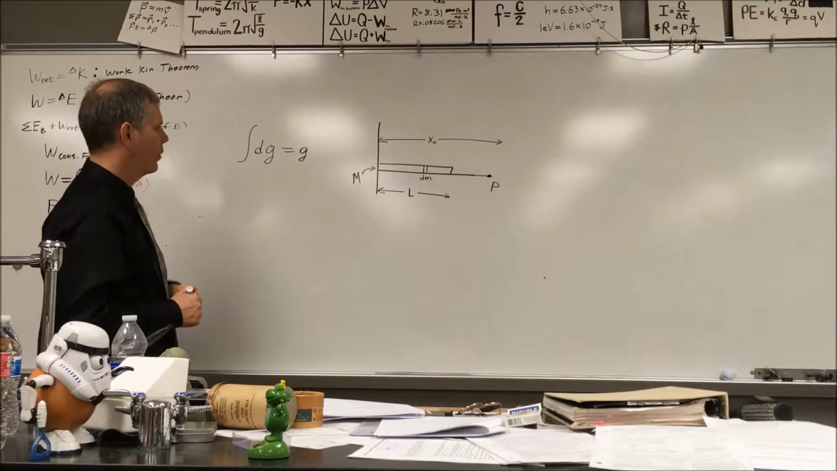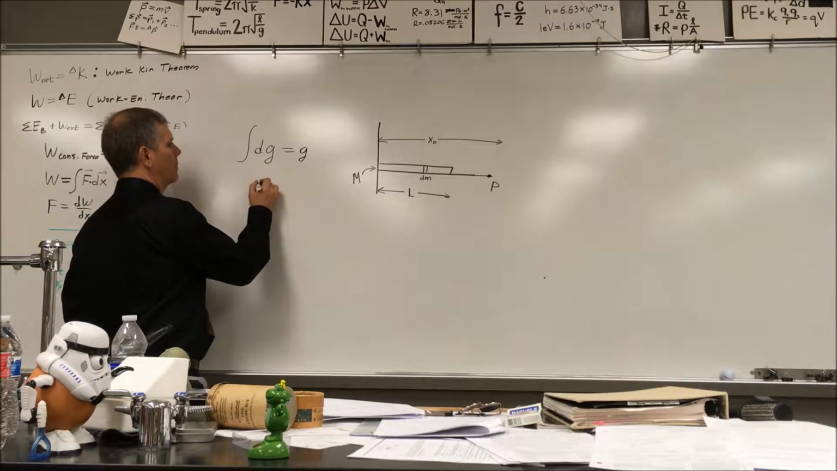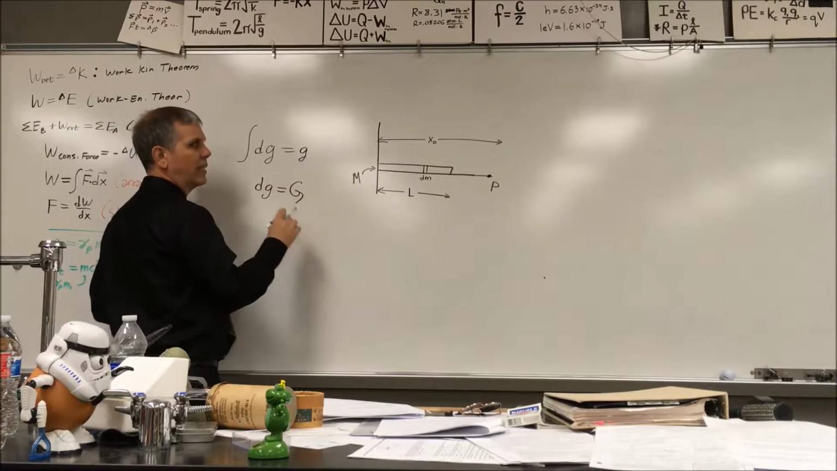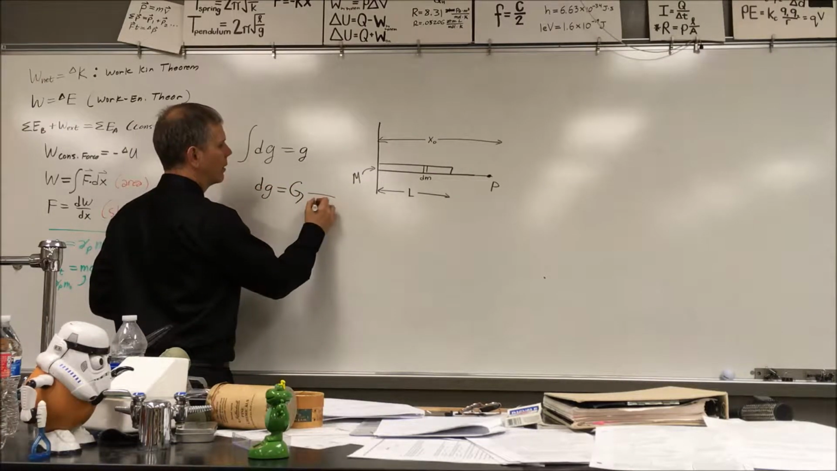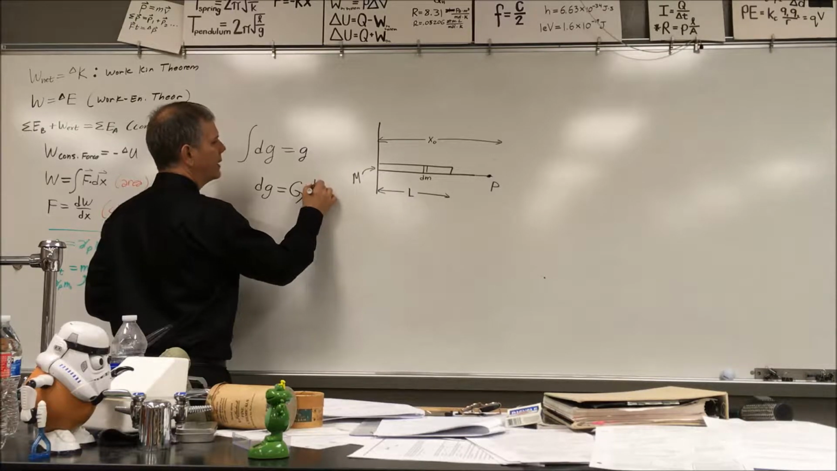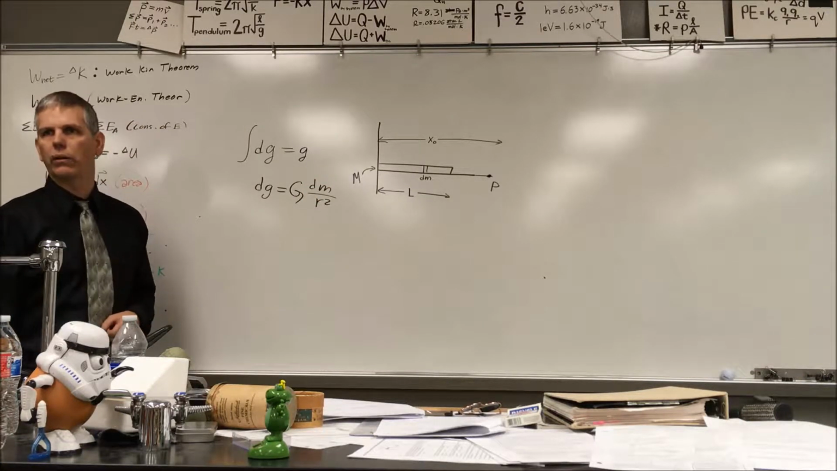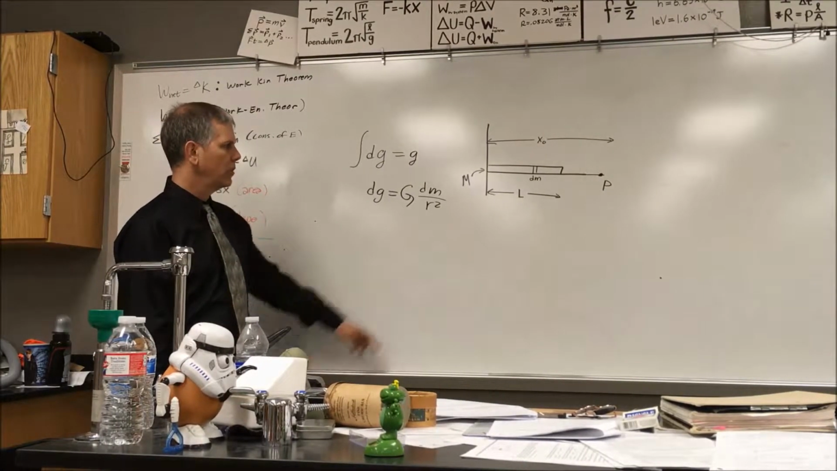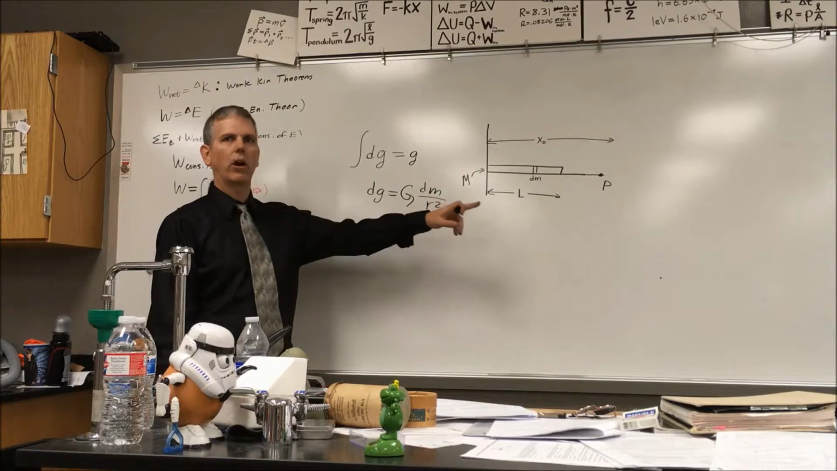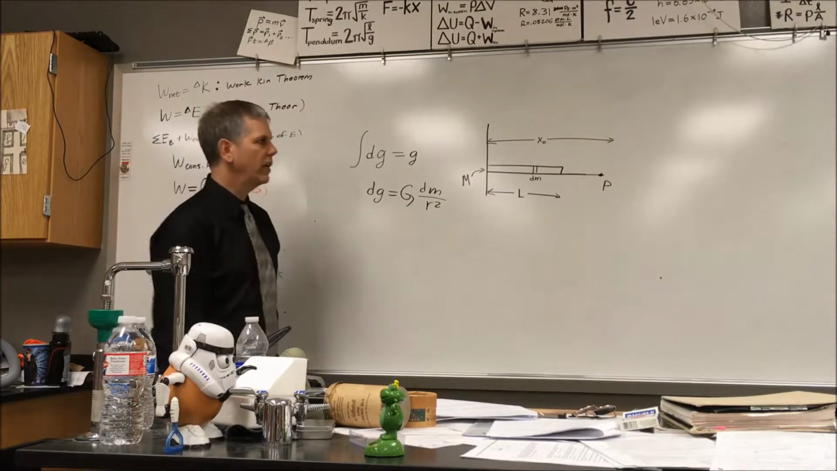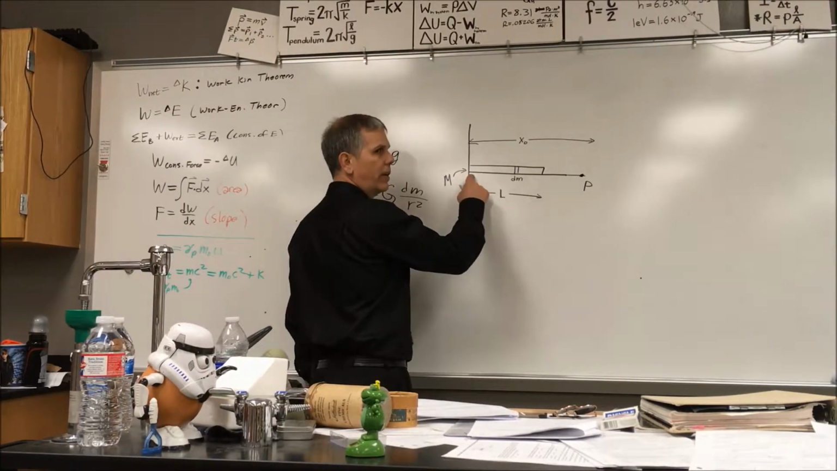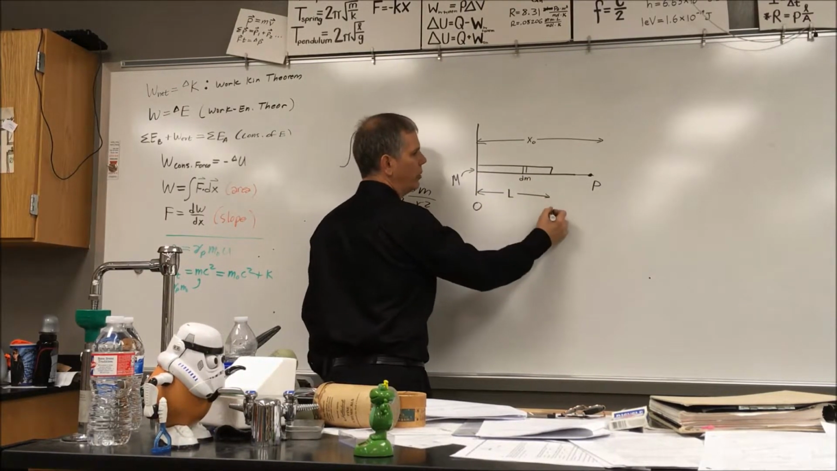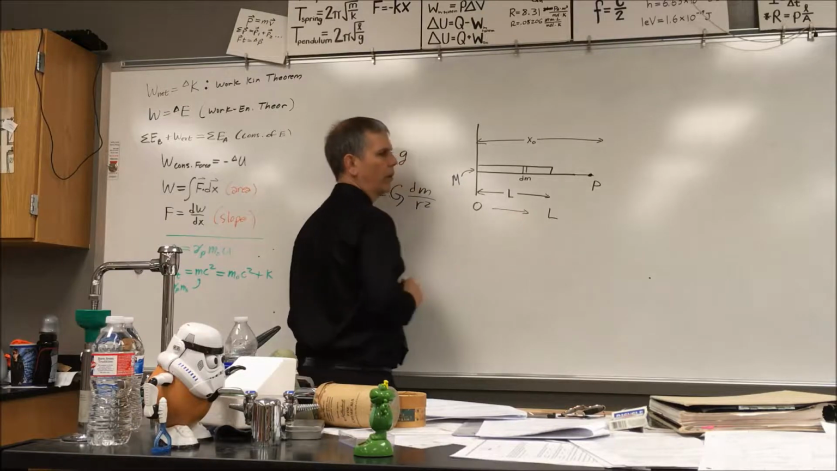Let me see. Our equation for g, let's just start with dg is going to equal big G, and instead of m over r squared, it's going to be dm over r squared. Pretty straightforward, right? So we need to define r. You'd agree that r is a variable. And we're going to add up this little dm here and all the little dm's from 0 to L. This is how far we're going to add.